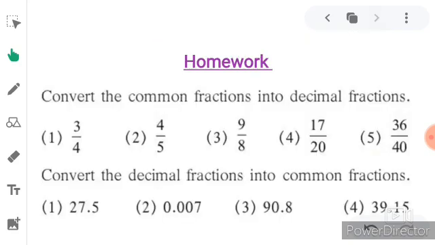Now students, time for homework. Note down your homework in your notebook. So the first question is convert the common fraction into decimal fraction. This one. And the second one is convert the decimal fraction into common fractions. So you'll have to do both these conversions. Now students, you can solve as many examples as you can.